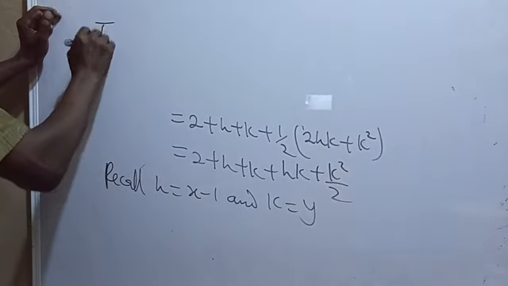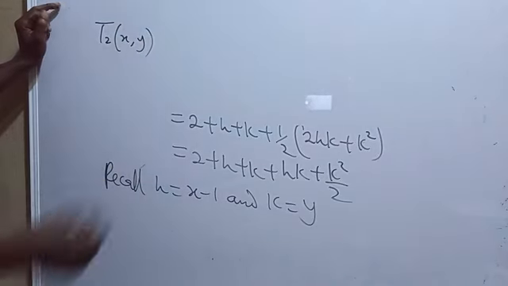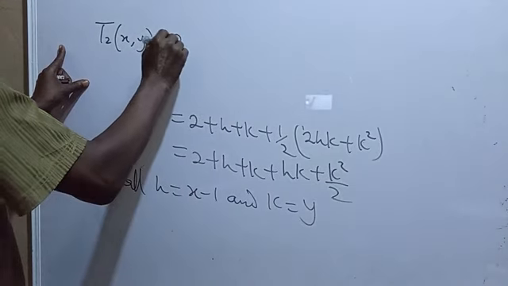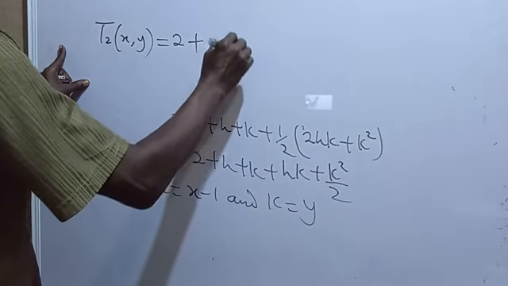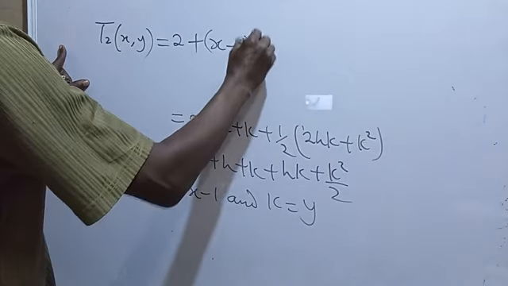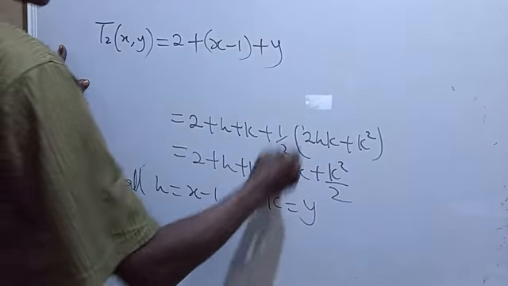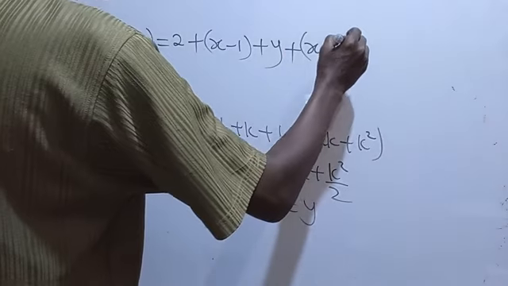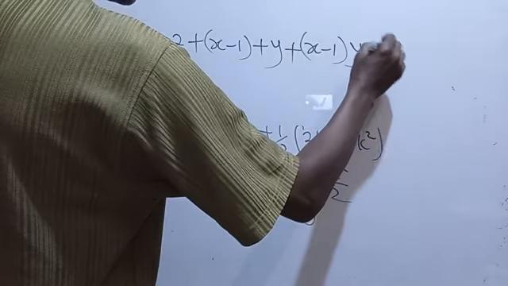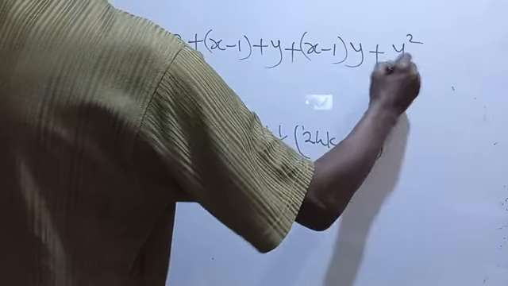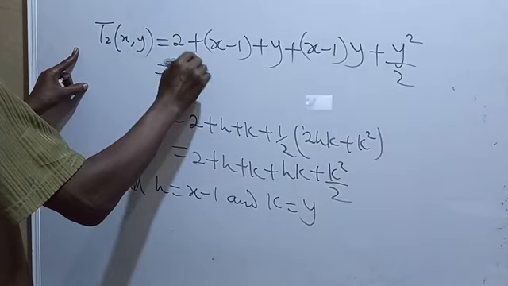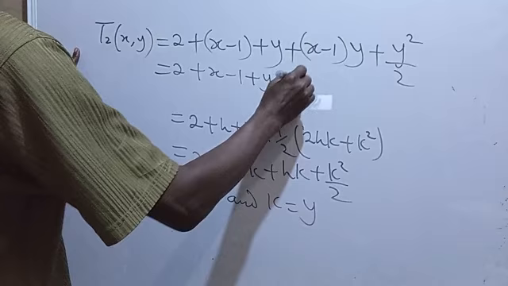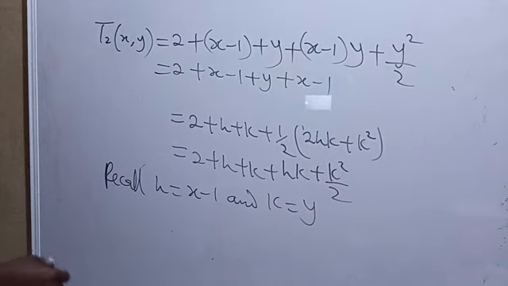Yeah. T2 of x comma y, this T2 means the second order degree that we are looking for. 2 plus h is what? x minus 1, okay, plus k, plus k is y. Then plus h again, x minus 1, multiplied by k, which is y. Then plus k, y squared all over 2. Yes. So this one will be 2 plus x minus 1, plus y plus x minus 1. I hope we are following.